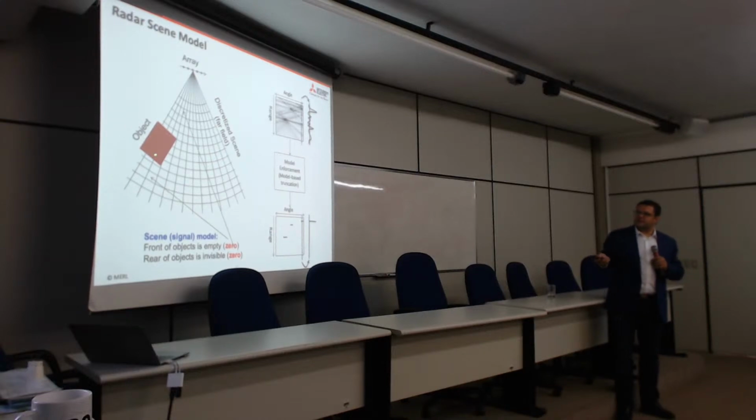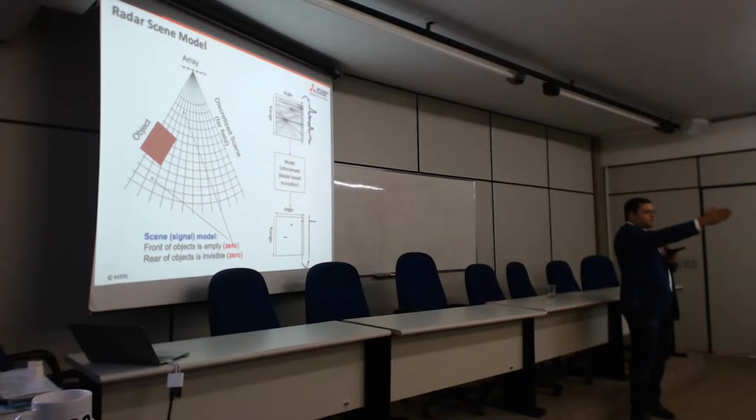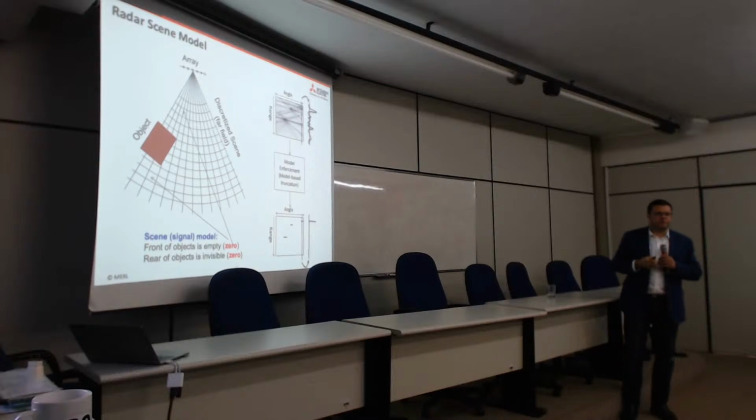So you have a scene that not only is sparse, but it satisfies a specific model. Anything in front of the object, as long as you find an object, is empty, so you call it zero. Everything behind the object is invisible, so you call it zero. So for any angle that you look, you will only have one reflector. You can't have more, because that's the structure of the scene and the model that you're looking at.